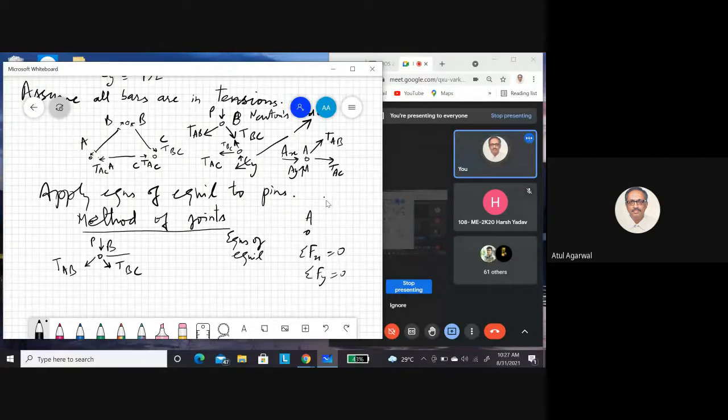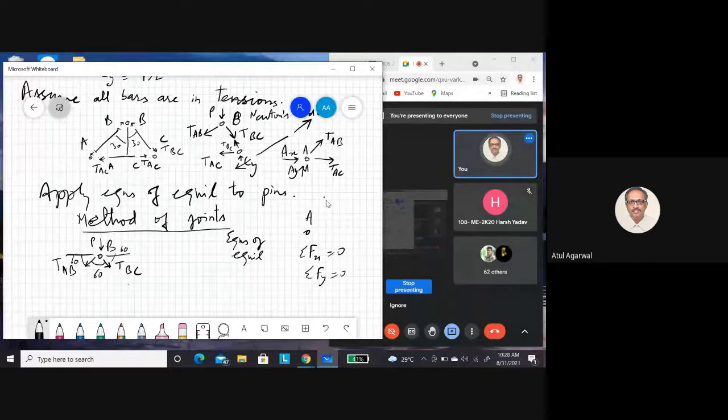Now you know the internal angle is 60 degrees. So what are these other angles? Here also 60, 60. So this is a symmetric structure. This angle is 30, 30 if you draw a perpendicular. Now these angles are 60 each.